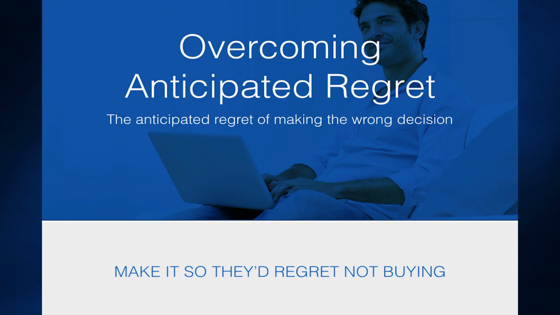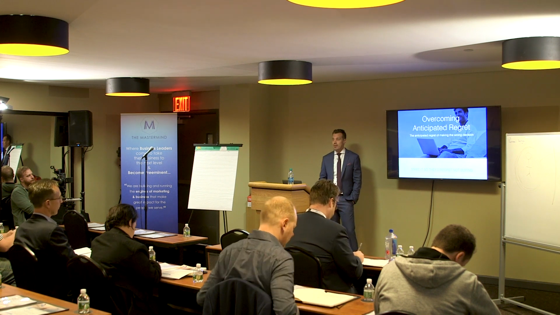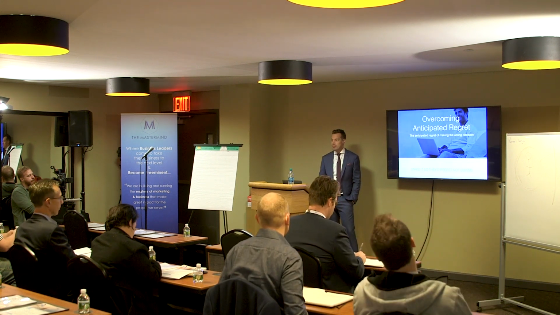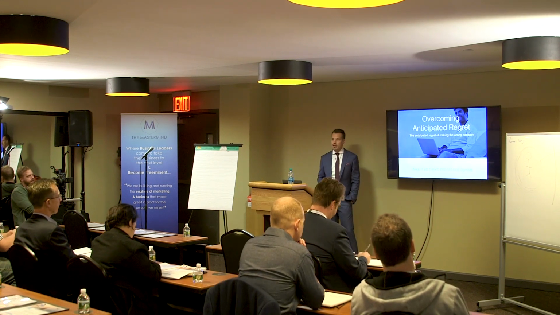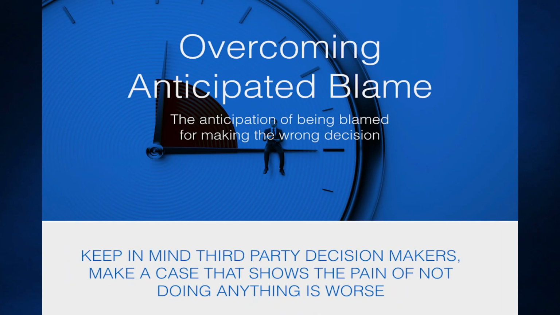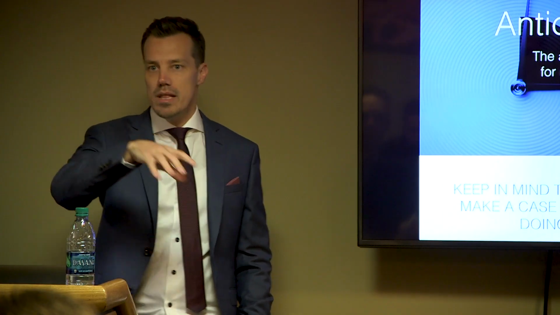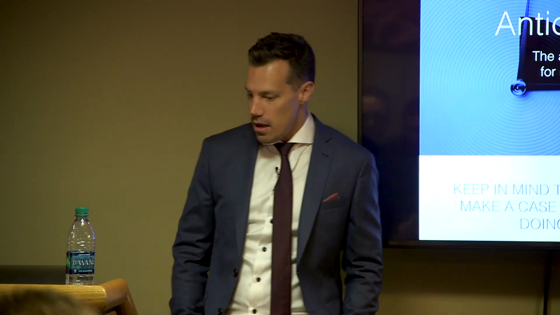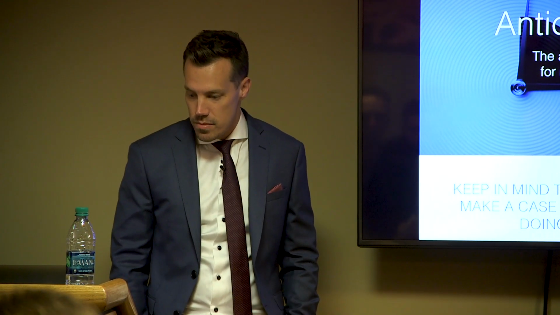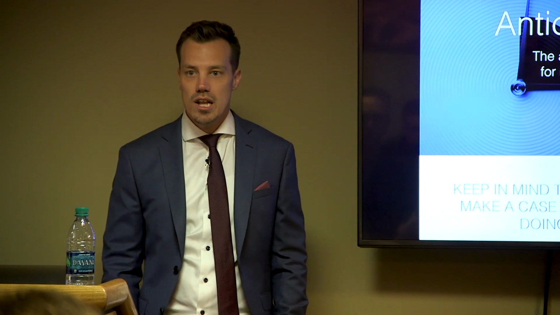Overcoming anticipated regret. We've got to reverse the equation. Make it so that they would regret not buying the product or service, by losing out on the opportunity to buy this thing while they can, and so forth. Overcoming anticipated blame. Keep in mind that third-party decision makers make a case that shows the pain of not doing anything is worse. So if there are other people in the picture, if it's the boss or the spouse, involve them in the buying process in whatever way you can, and make them see that the pain of not doing anything at all is going to be worse, and they're going to be blamed for not taking action. So you're reversing that. Say, well, if you don't do this, you're going to get blamed.